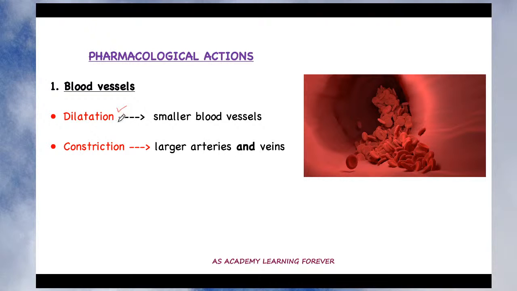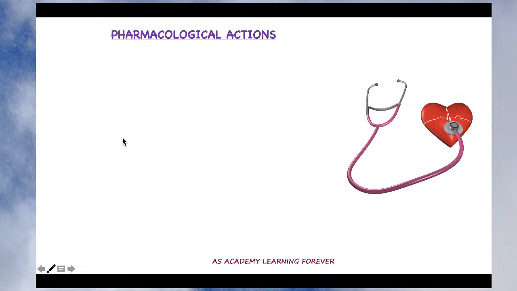Instead of dilatation, histamine produces constriction in the case of the larger arteries and veins. So based on the size of the blood vessel, in smaller blood vessels histamine produces dilatation, whereas in larger arteries and veins it produces constriction. This is the action of histamine based on the size of the blood vessel. Now let's see the action of histamine based on the route of administration.